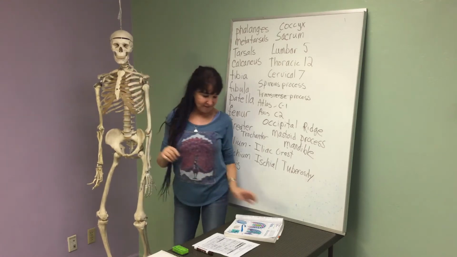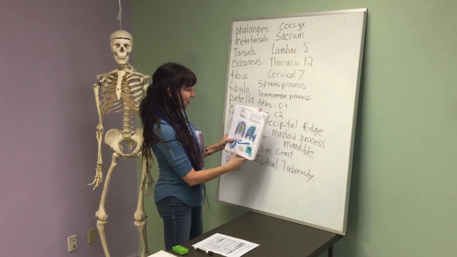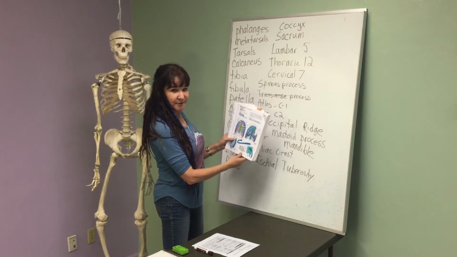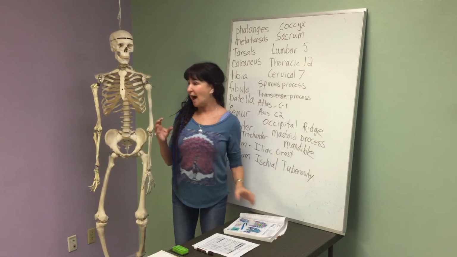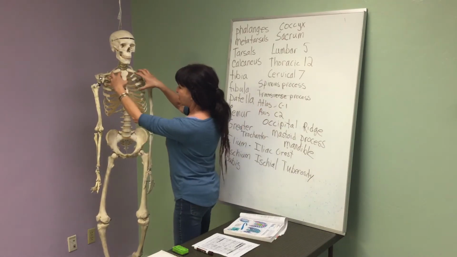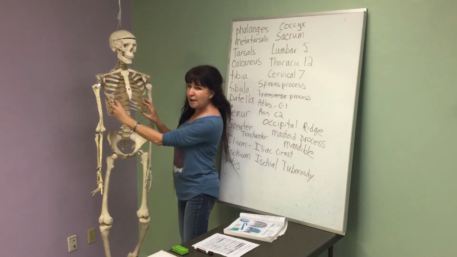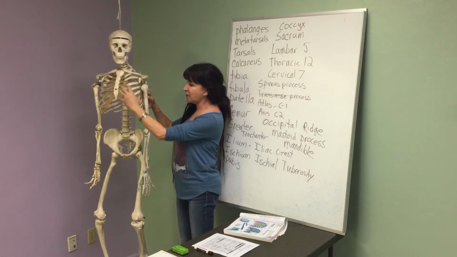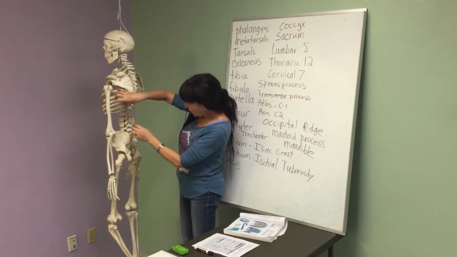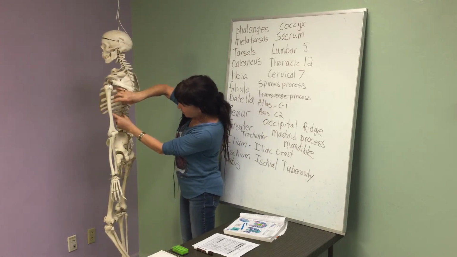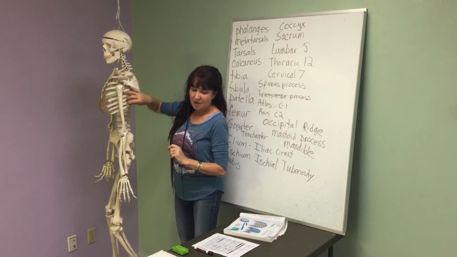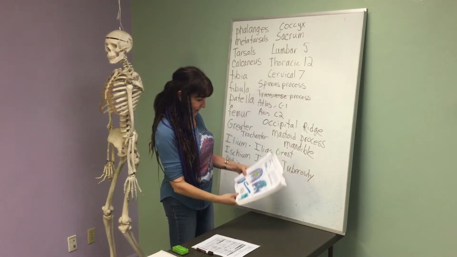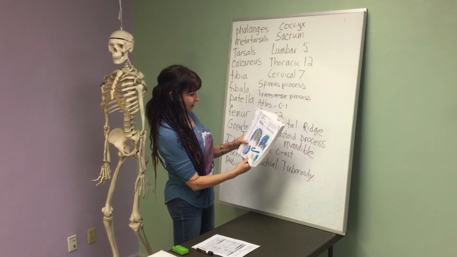Then on page 28, you have all the ribs. So you have 12 pairs of ribs, but 10 of them are connected to the sternum, and 2 pairs of ribs don't connect to the sternum at all. So on page 28, you have the 10 pairs of ribs.